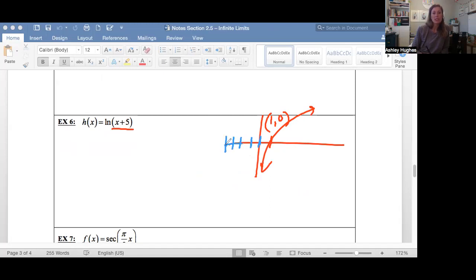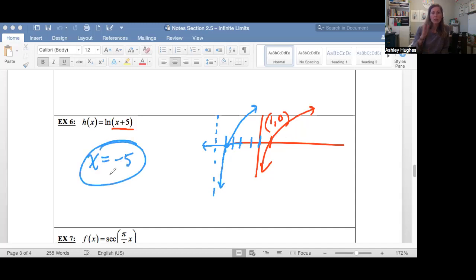So that point is now here, which means its asymptote is... 1, 2, 3, 4. Its asymptote is at -5. And so that's where the asymptote is, x equals -5, because normally that's at x equals 0, but it's been shifted.